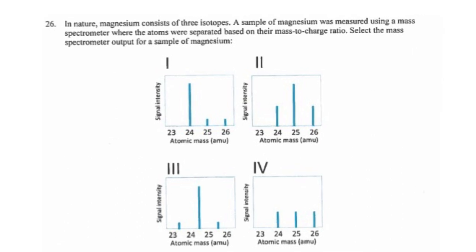In nature, we're told here magnesium consists of 3 isotopes, meaning it naturally exists as 3 different isotopes. And then a sample of magnesium was measured using a mass spectrometer. That's how we determine the individual atomic weights, if you recall, for isotopes. We can do this for molecules too, but for an element, you can feed in the element, get the abundance of the isotopes it exists as, and you can get the precise atomic weights of those isotopes as well.